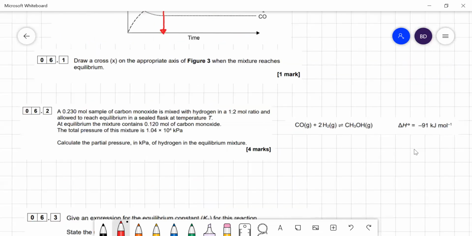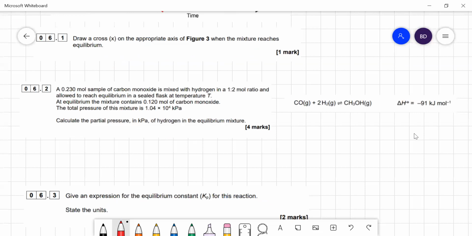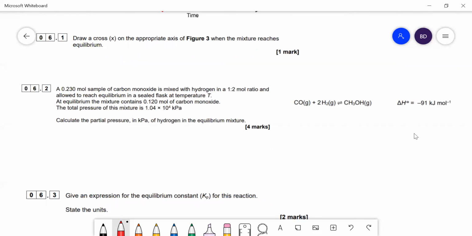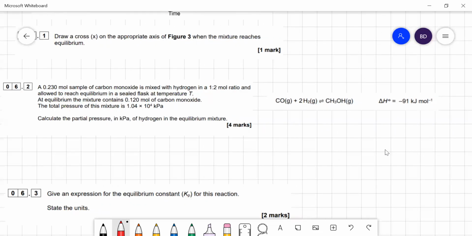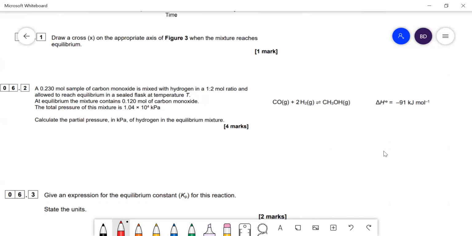Okay, 6.2. Carbon monoxide is mixed with hydrogen in a 1:2 ratio and allowed to reach equilibrium in a flask. At equilibrium, the mixture contains 0.12 moles of carbon monoxide. We've got to calculate the partial pressure of hydrogen in the equilibrium mixture. What we're going to do there is write down the equation. I'll write it a bit bigger so I can write underneath it. So we've got CO and 2H2 going to methanol.